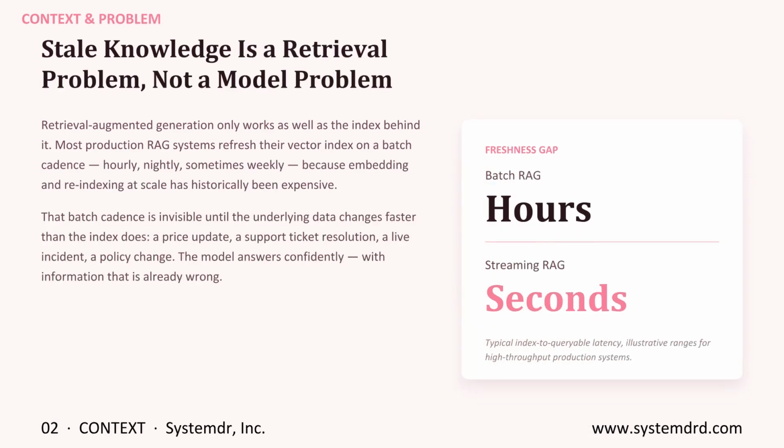Retrieval-Augmented Generation only works as well as the index behind it. Most production RAG systems refresh their vector index on a batch cadence, hourly, nightly, sometimes weekly, because embedding and re-indexing at scale has historically been expensive. That batch cadence is invisible until the underlying data changes faster than the index does. A price update, a support ticket resolution, a live incident, a policy change.